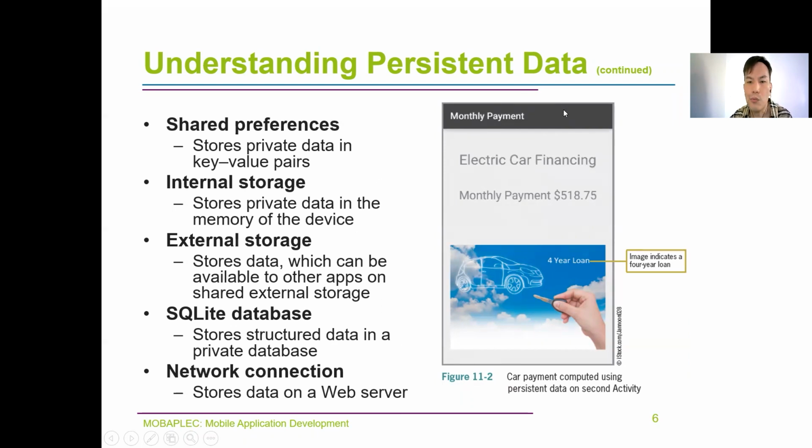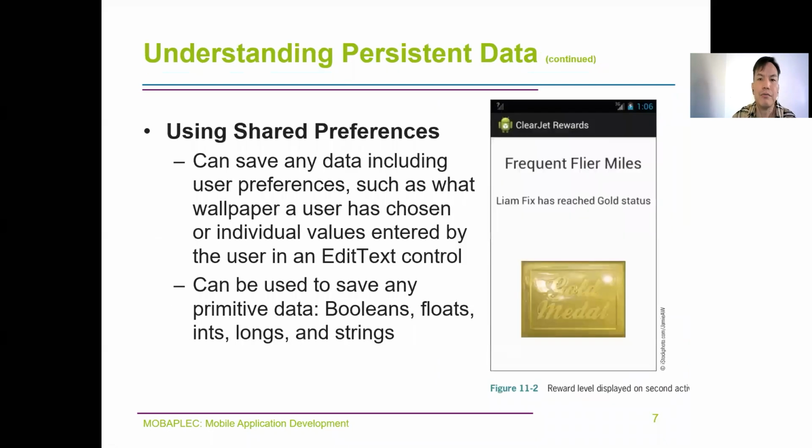Okay, so as you can see here in the figure, the car payment is computed using the person's data on a second activity. Automatically, you can see here an image that indicates a 4-year loan. So just simply click that particular year level, or the loan for a particular image. Okay.